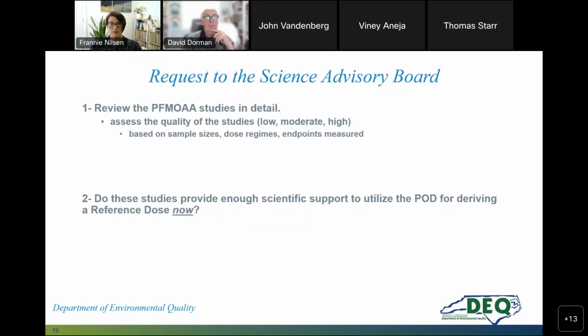I think that might help inform you as you start to do the negotiations with respect to the design of the studies that are part of the consent order. And then going to the second question: do the studies provide enough scientific support to develop a point of departure? I'd agree with Dr. Starr. I think the answer to that is no, they don't provide adequate data for us to be able to do that today.